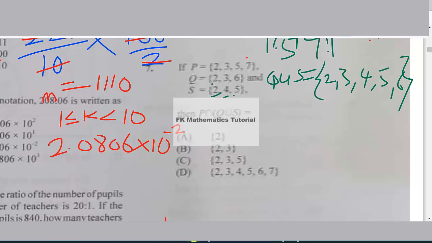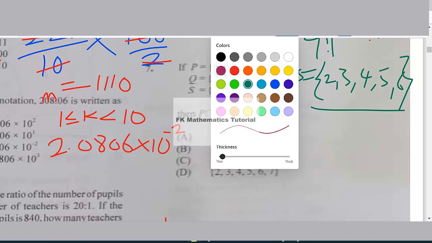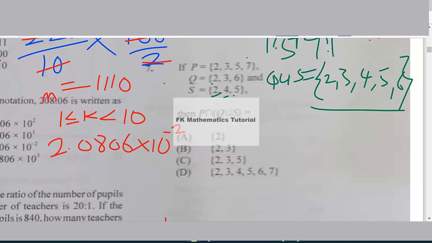Now we have to find the intersection of this set and the set P. So for the intersection, we have 2 here and we have 2 here. We have 3 here and we have 3 here. We have 5 here and we have 5 here. So the intersection will be equal to 2, 3, 5. So the correct answer will be option C.